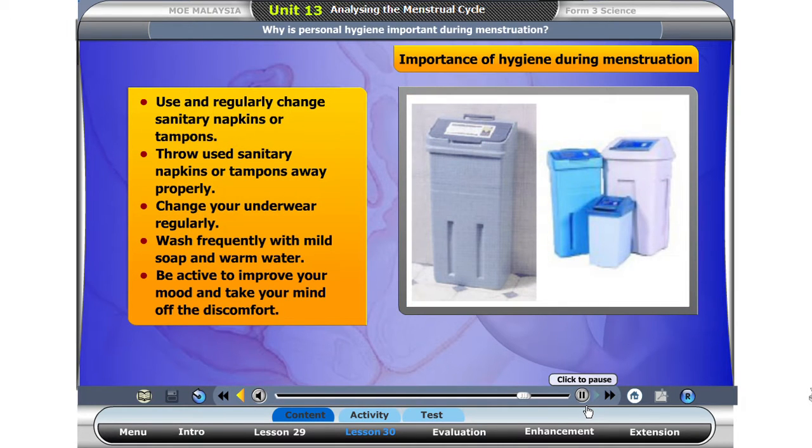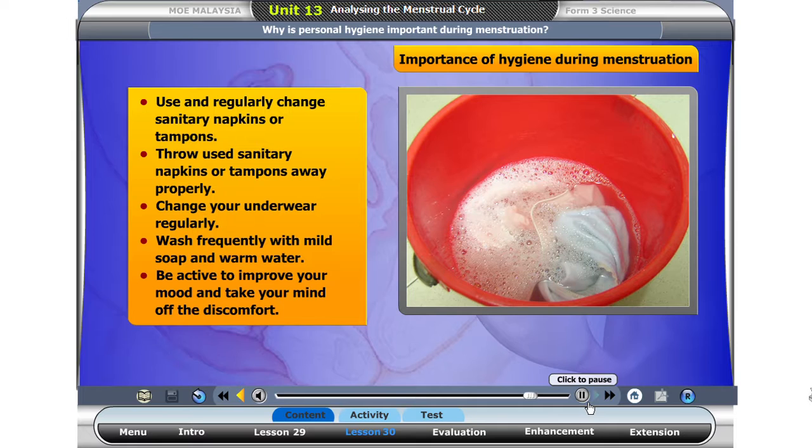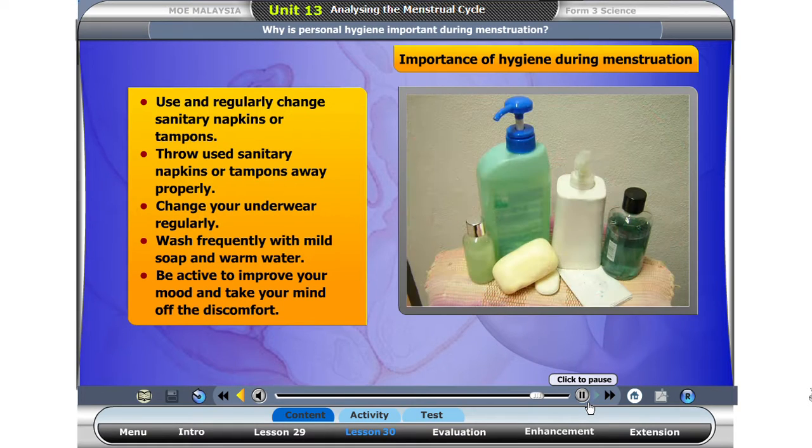Remember to throw away the used sanitary pads into the proper bins. Changing your underwear regularly will also help eliminate odor during menstruation. Wash your genital area every day with a mild soap and plenty of warm water, as well as bathing with warm water daily during your period.